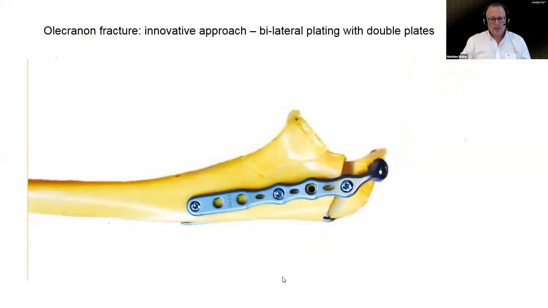Now, if you do the same thing with a double plate, so you come from both sides and attach it there, obviously you have to release some muscles to make room, right?